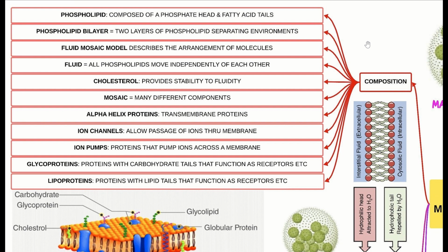There are ion pumps. We also have other things called glycoproteins, which are proteins that have carbohydrate tails sticking out of them. There are also lipoproteins that have lipid tails attached to the proteins that are embedded in the membranes. And glycoproteins and lipoproteins function as either receptors or MHC molecules, but they are used for cell communication.